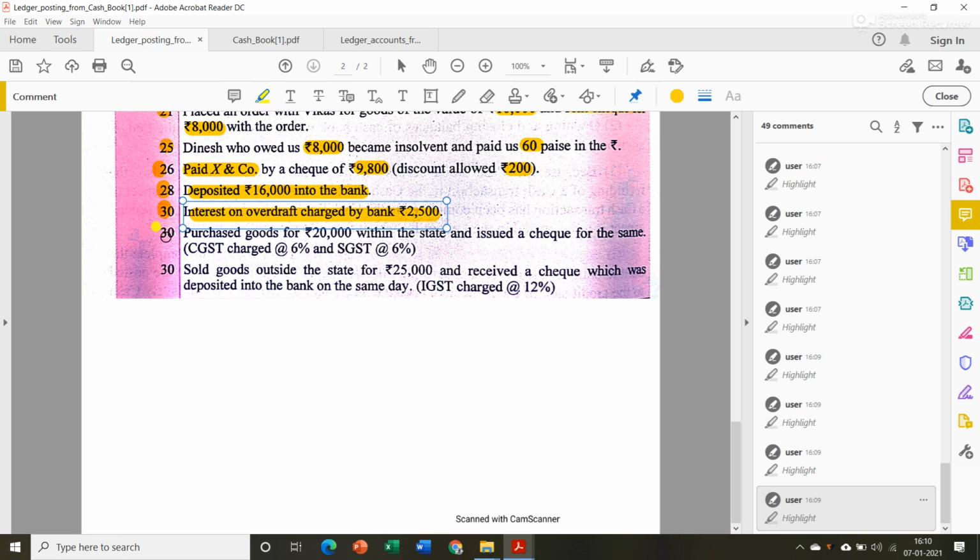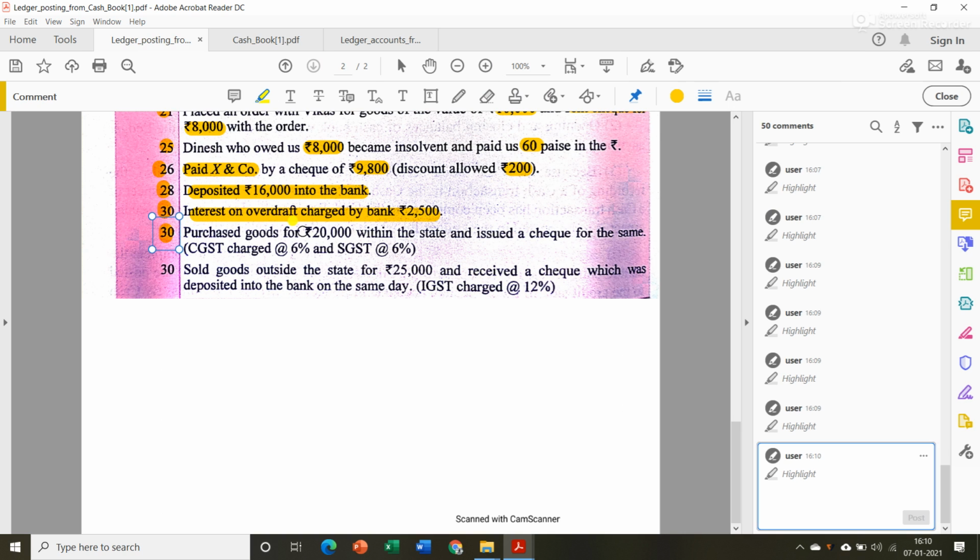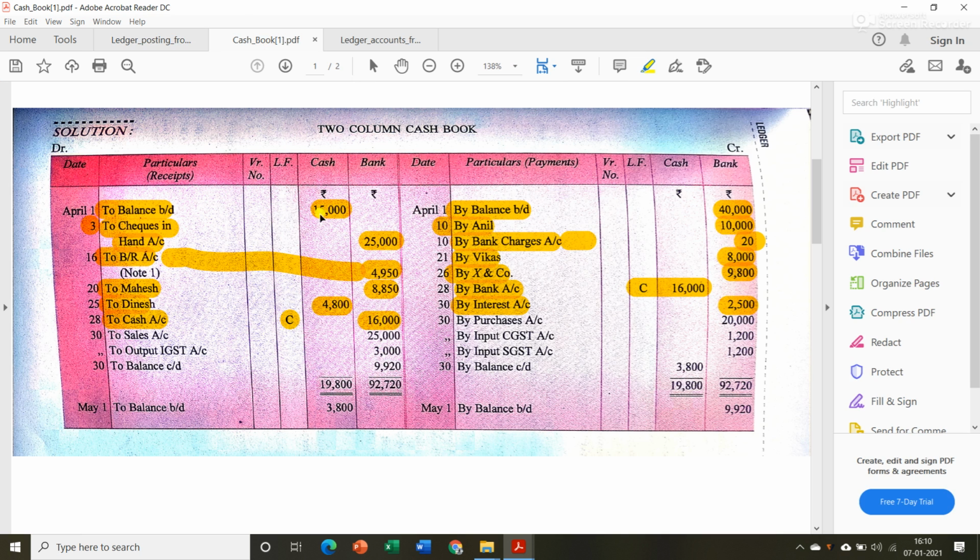Then next transaction. On 30 April, purchased goods for 20,000 within the state and issued a check for the same. CGST was charged at 6% and SGST at 6%. So first we will write in the cash book. By purchases account was 20,000. And remember, for GST related purchase and sale, the payment and receipt of money is done through the bank account. So we will write 20,000 in the bank column. Then they said there was CGST and SGST at 6%. So by input CGST 6% is 1,200. SGST is also 1,200. Finish.